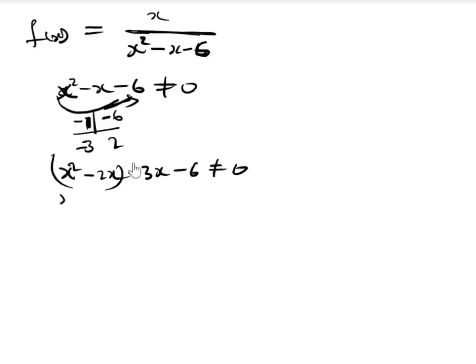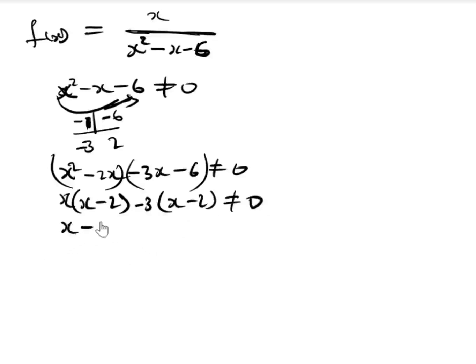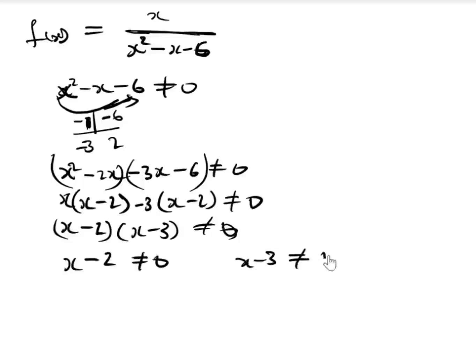Then, if I factor out x, I have x into x minus 3, and if I take out 2 here, I have x minus 3 not equal to 0. Therefore, my factors are x minus 3 and x plus 2, not equal to 0. x minus 3 is not equal to 0, and x plus 2 is not equal to 0 as well. Then x is not equal to 3 and x is not equal to minus 2.